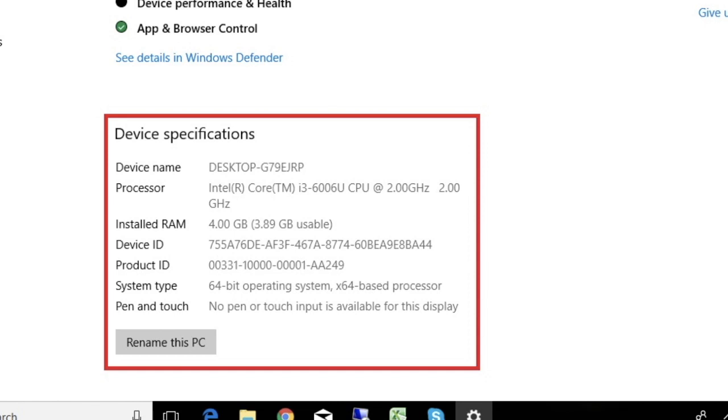So let's do it this way. 1 kilobyte is 1,000 bytes. 1 megabyte is 1 million bytes. After megabytes, we have gigabytes. So it's 1 million times 1,000.